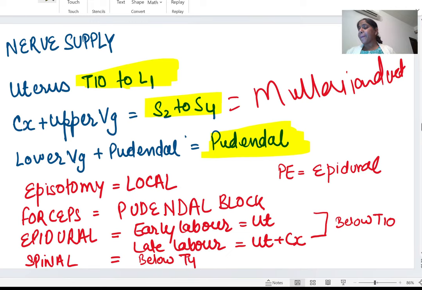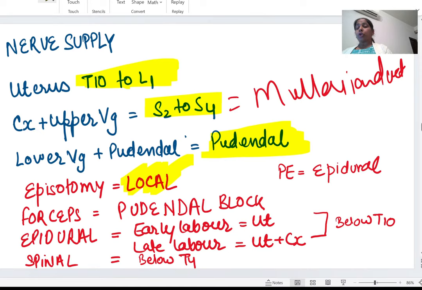In episiotomy, which anesthesia do we have to give? Come on, let us apply it clinically. Many of you did it wrong in the quiz. Local anesthesia. When we apply forceps, which anesthesia do we have to give? A local pudendal nerve block.